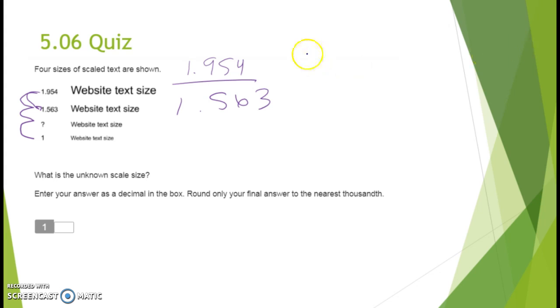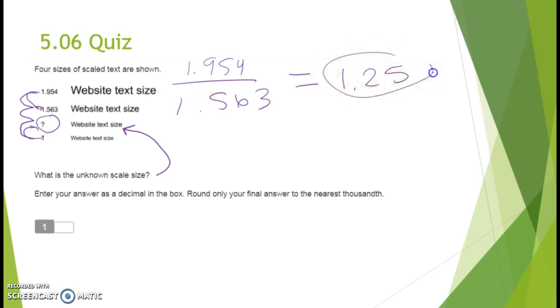When you do that, you get 1.25 and it goes 25015995, but we can just round it to 1.25. And so that means when I'm looking for the unknown scale size, and what that means is this one right here with the question mark, I just take the one before it, the size before it, and multiply it times the scale factor of 1.25. So 1 times that 1.25.